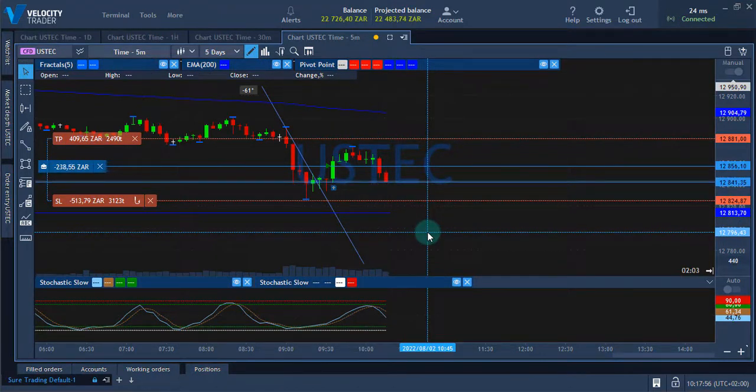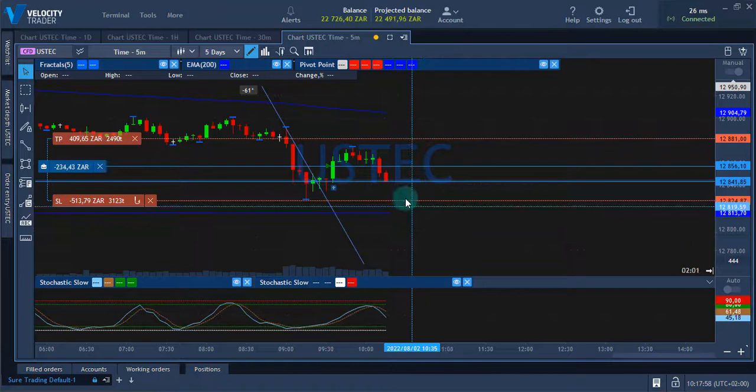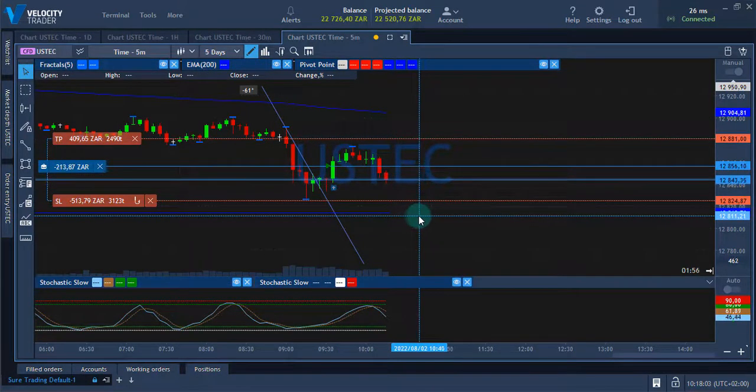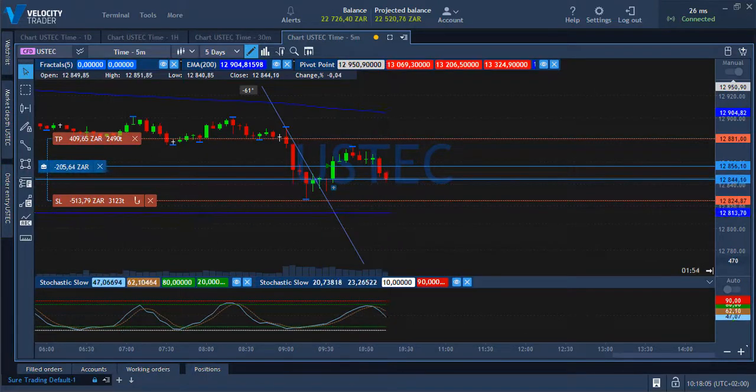I'm hoping that we'll see a turnaround before it gets down there, and it will go to our take profit, but that remains to be seen, and I'll let you know the outcome of this trade once it's done.